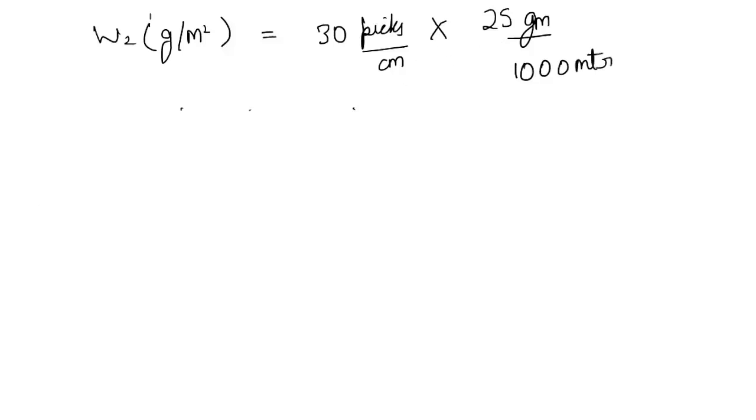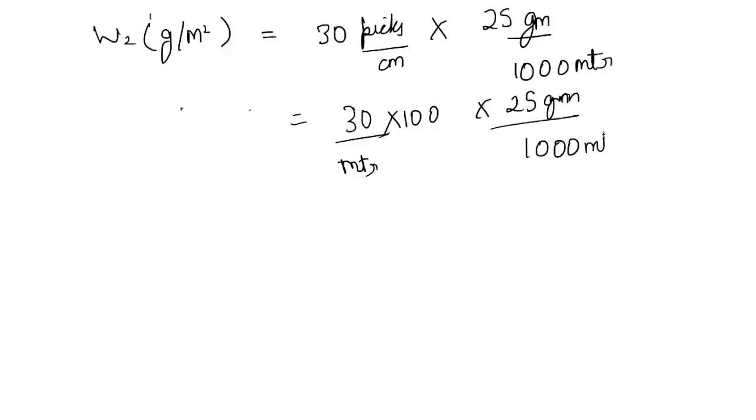So it is W2, these values are given. How we will calculate 30 per meter: if we convert per centimeter into per meter, it is 100 into 25 gram per 1000 meter. If you calculate this, the answer will come out to be 75 gram per meter square, W2.